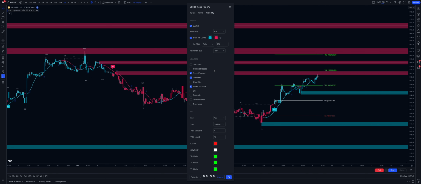Smart Algo Pro V2 is very customizable. You can customize it to however you like. But anyways, guys, let's get back to the topic at hand, which is the supply and demand indicator. So let me turn this back to minimal.